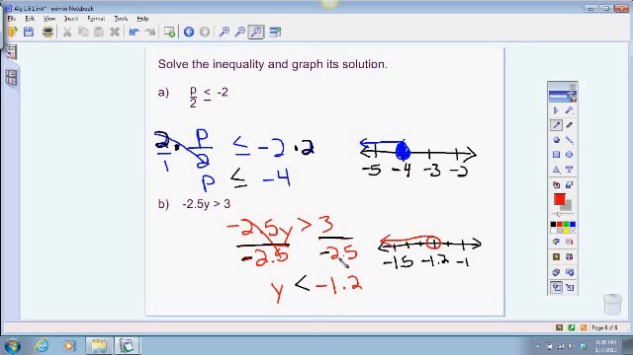So when solving inequalities, they really are similar to solving equations. The only thing you have to be careful of is anytime you multiply or divide by a negative number, you must flip your inequality symbol over.